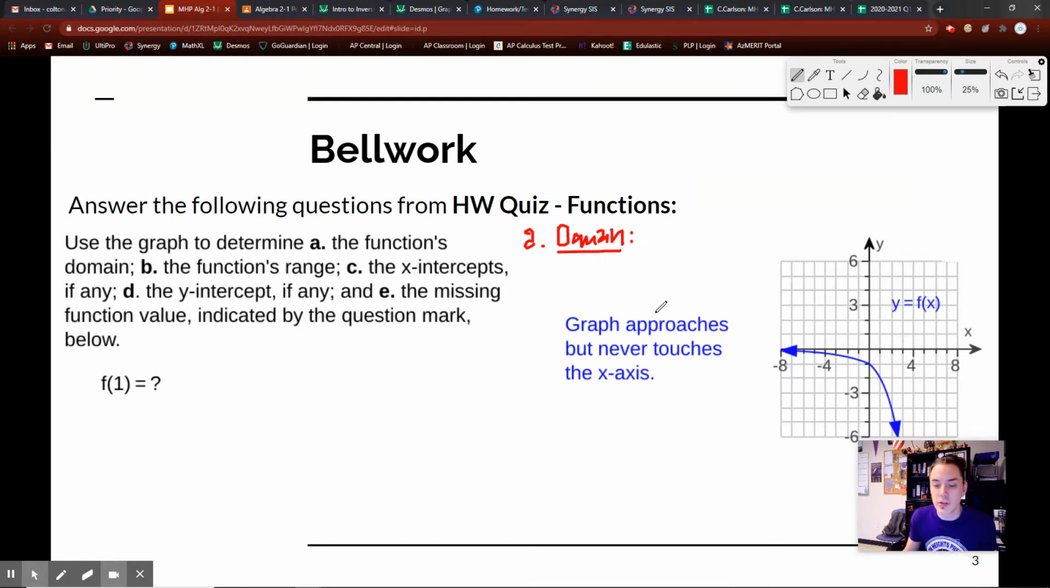Okay, what is the function's domain? Now, they tell us the graph approaches but never touches the x-axis. Does that matter when I want to find the domain? It actually doesn't. What I'm looking at is my x-axis, sure, but I don't care if it touches the x-axis. All I care about is the x values of this graph. So where does the graph exist, and does it cross any x values? Not that it crosses the x-axis.